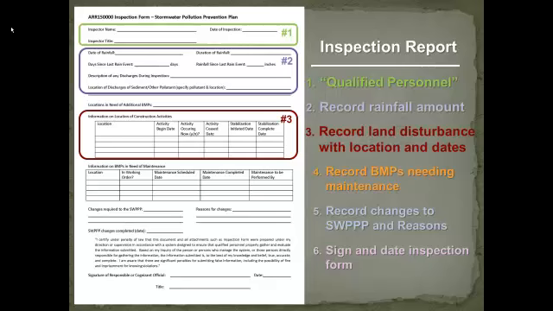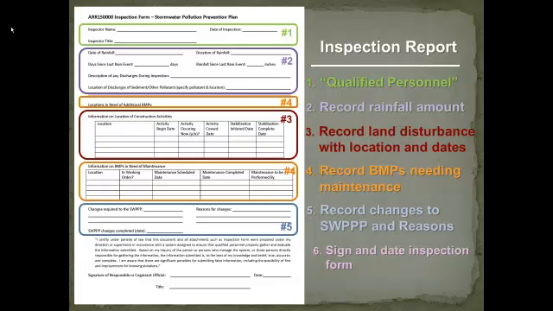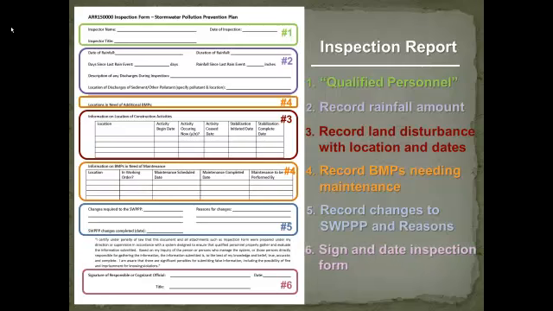The time of disturbance needs to be included to track the time required for stabilization, such as the 14-day window for temporary reseeding. Also need to include a description of any BMPs that need repair and any maintenance actions that were planned or taken. You also need to list any changes that were made to the SWPPP and the reasons for the changes. Modifying a BMP is not a problem, the changes just need to be documented in both the SWPPP and subsequent inspections. Finally, the inspector must sign and date the inspection form.